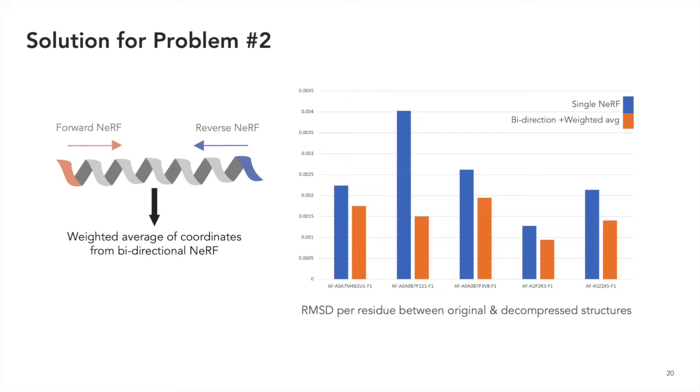So the solution for this problem was that we conducted the NeRF algorithm reconstructions in the forward and the reverse way, and we took a weighted average of coordinates reconstructed from both NeRFs. This kind of averaging from both sides reduced the RMSD per residue between the original and decomposed structures by about 30% to 40%.